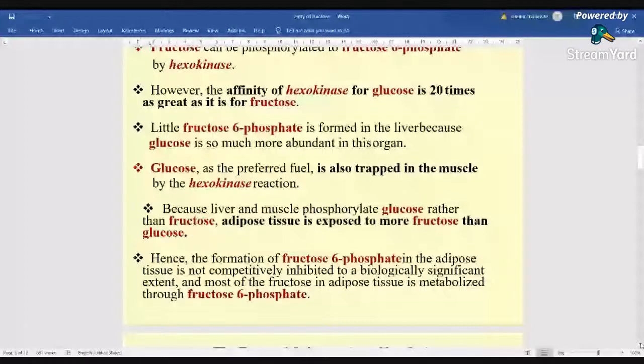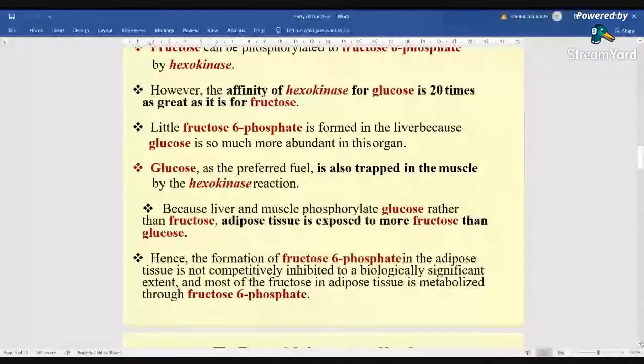Now, because liver and muscle phosphorylate glucose rather than fructose, adipose tissue is exposed to more fructose than glucose. So, what happens? Liver and muscle phosphorylate glucose rather than fructose, so all the glucose is getting converted into glucose 6 phosphate. So what is remaining? Fructose. Therefore, in the adipose tissue, we find that more fructose is present as compared to glucose.